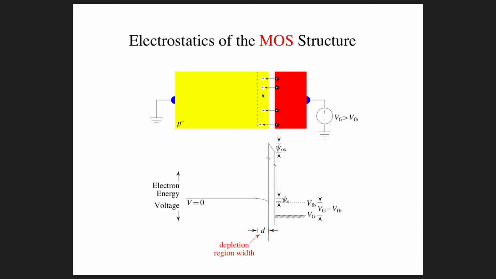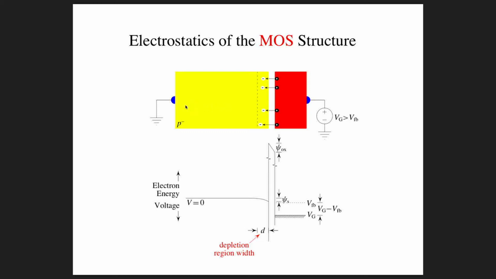And so what we'd like to do is the same kind of thing that we thought about when we thought about the electrostatics of the p-n junction here. We're going to imagine using Gauss's law to integrate the unbalanced charge density up to the surface and to get the electric field. And then we can integrate the electric field to get the potential profile.